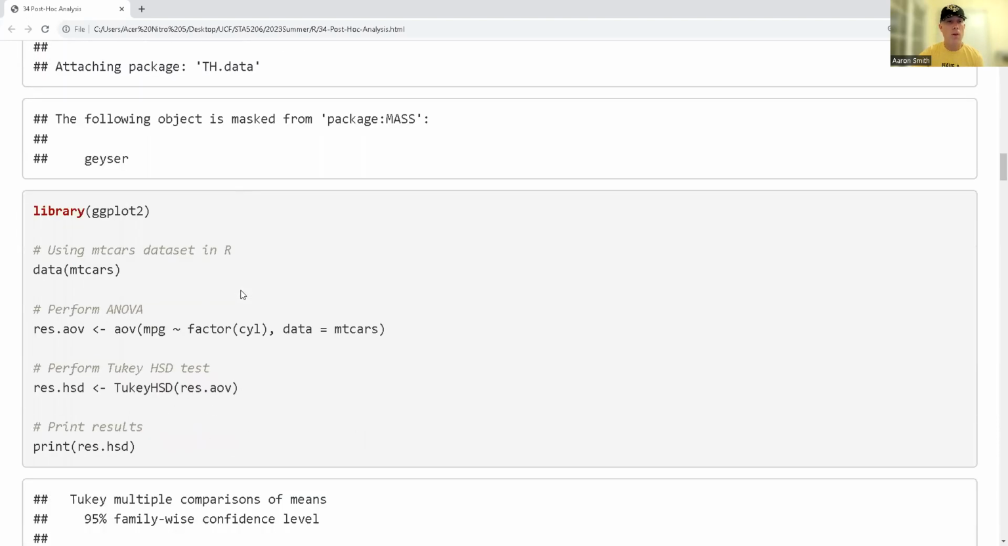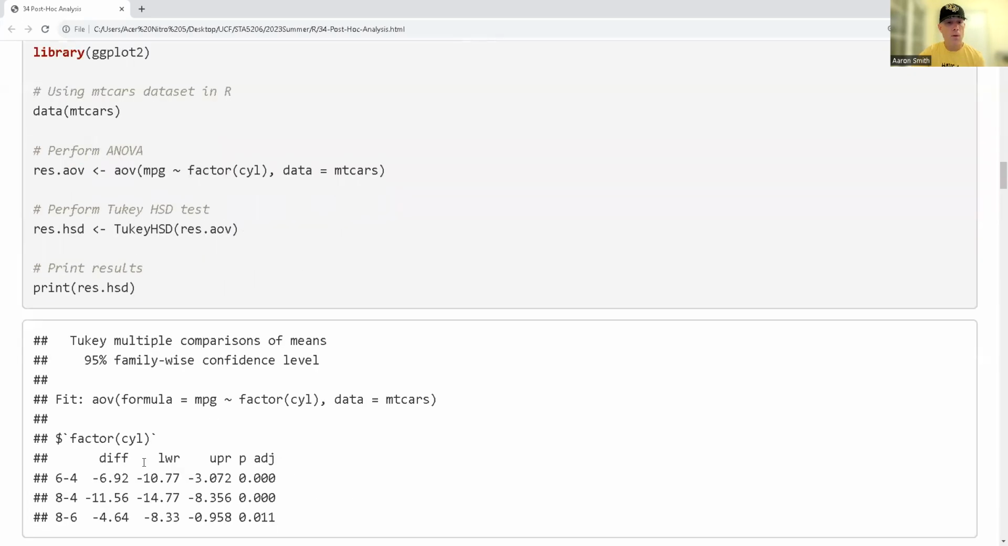And here we're just using the mtcars dataset. Once again, calling that. And we're just running ANOVA: miles per gallon depends on the number of cylinders. And so here, when I run my test after the ANOVA, I'm going to compare the different numbers of cylinders and the miles per gallon averages. I'm going to compare 4 cylinders to 6, 4 cylinders to 8, and 6 cylinders to 8 cylinders.